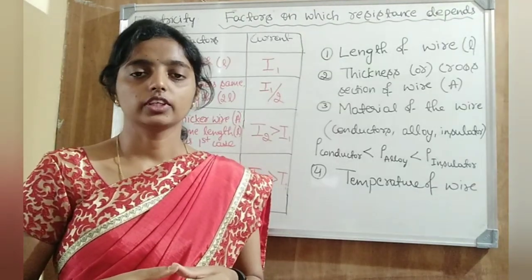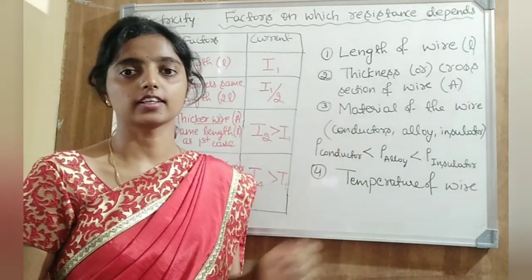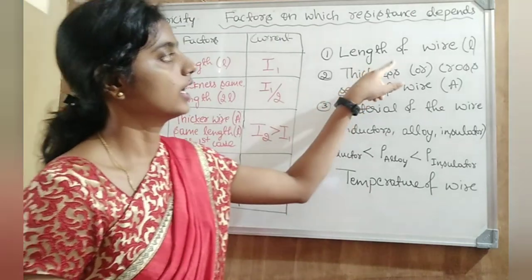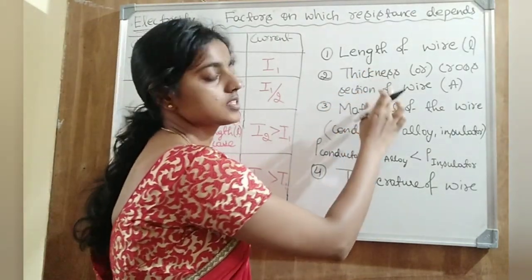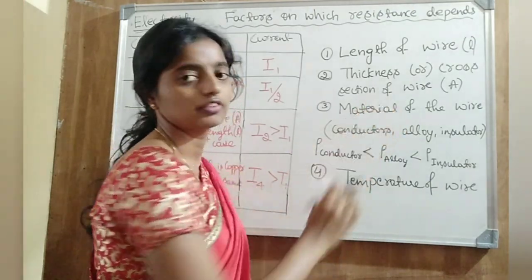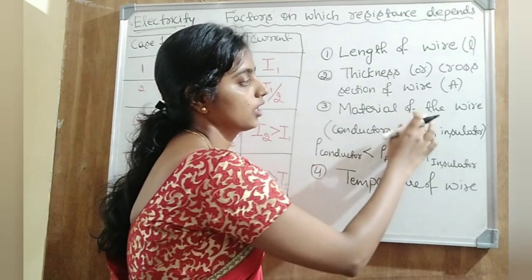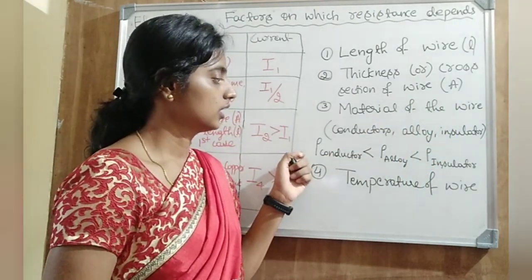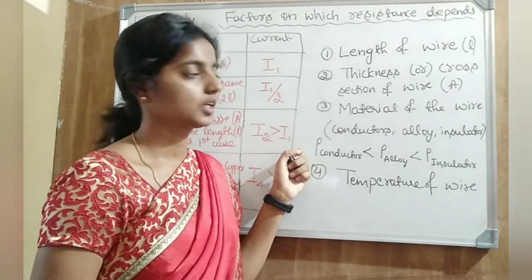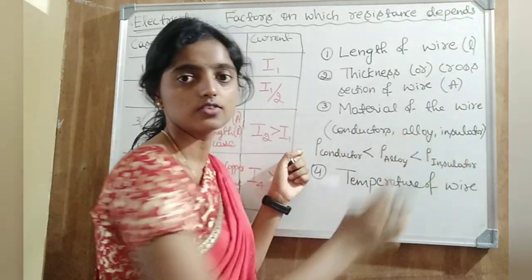Based on this activity, we can say resistance depends on the following factors. The first one is the length of the wire, the second one is the thickness or cross section of the wire, that is A, and the third one is the material of the wire. Now here I'll include one more point. Remember, the material may be a conductor, alloy or insulator.